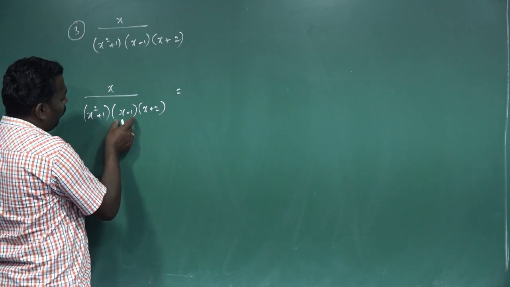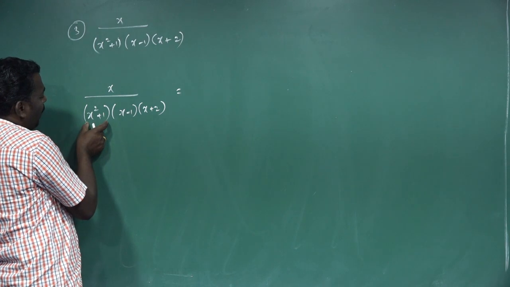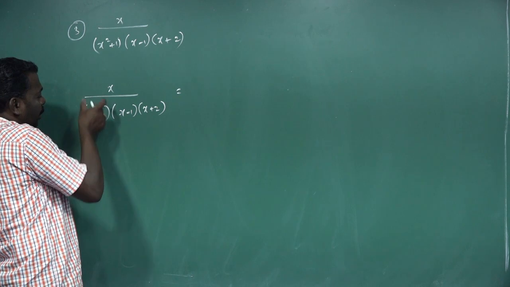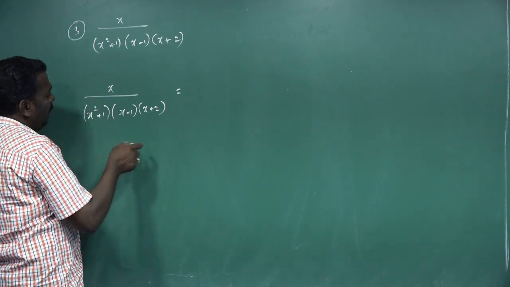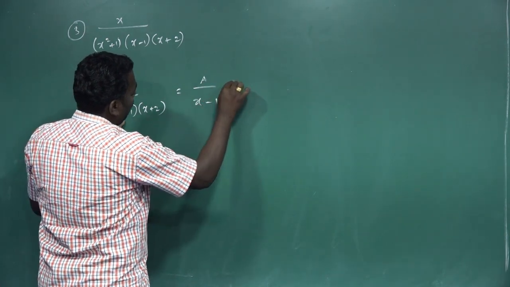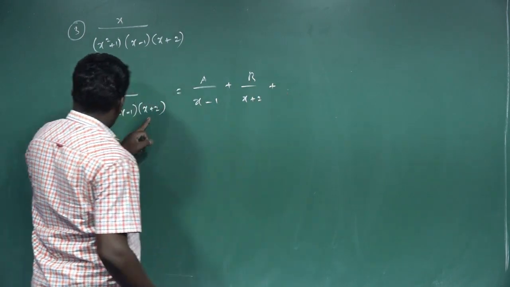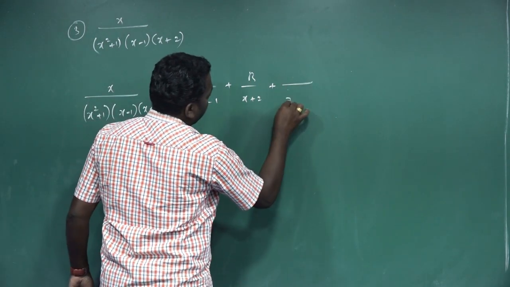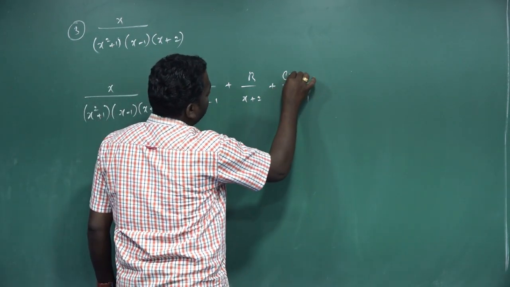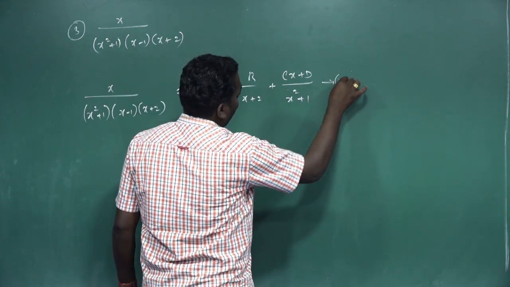First we have to write the two factors x minus 1, x minus 2. After that the quadratic factor x square plus 1, which has non-real roots. Therefore, the corresponding numerator we can write as a linear expression. Therefore, first we can write a by x minus 1 plus another factor, b by x plus 2, plus the denominator x square plus 1, the corresponding numerator obtained in linear form, that is cx plus d. Now this equation we can call equal to 1.